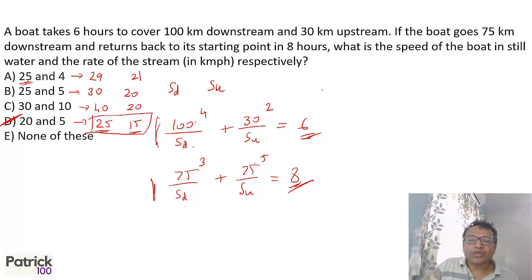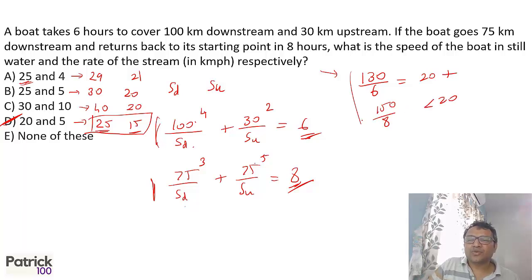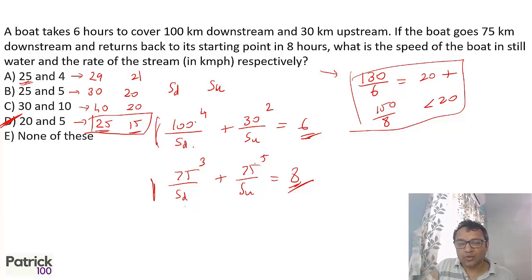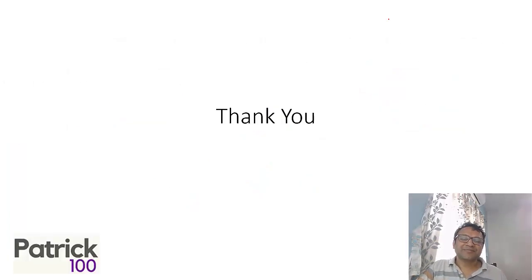Another way is approximation. A total of 130 kilometers is traveled in 6 hours, slightly more than 20 kilometers per hour in the first case. In the second case, 150 kilometers is traveled in 8 hours, slightly less than 20 kilometers per hour. So the average speed, that is the speed of the boat, is around 20. D option is the closest. You can substitute D and check, that is also possible approximately. So substitute, you will get the answer in this case. Thank you.